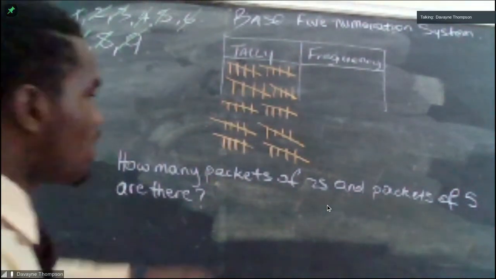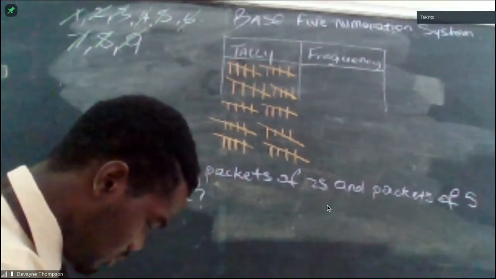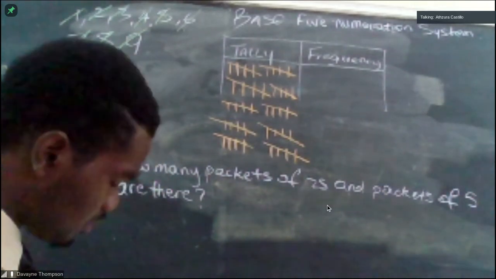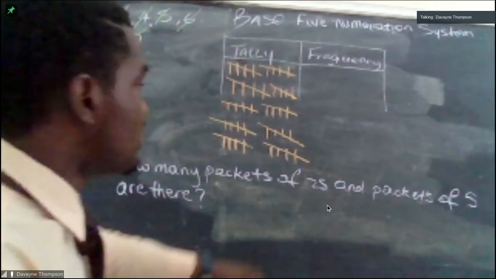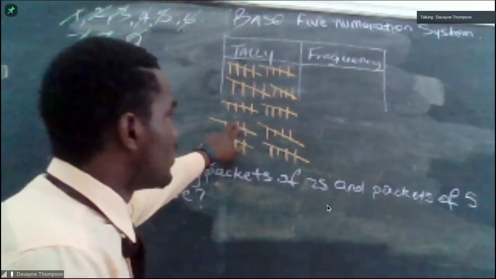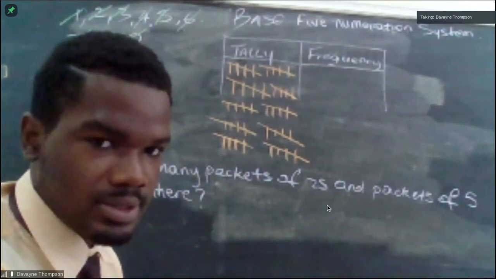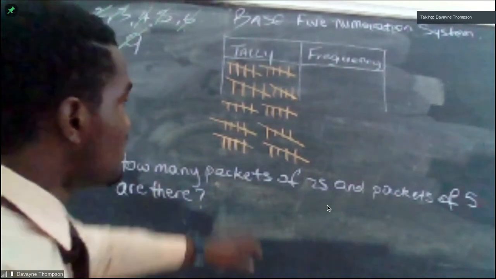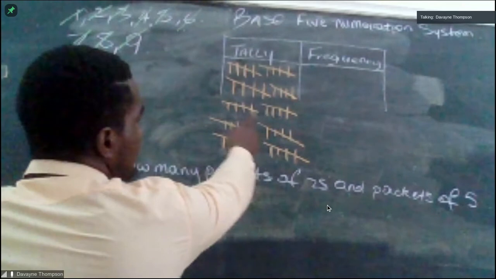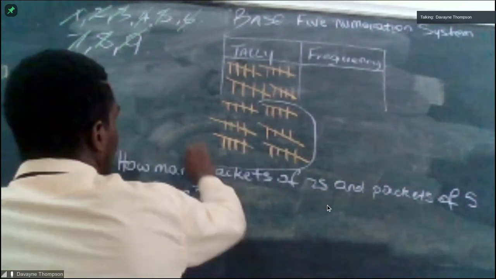What do you mean by packets of 25? Isn't that just a group of 25? So it would be 25 tallies in groups of 5. Right. So if one tally is 5, then 1, 2, 3, 4, 5 is going to be one packet of 25. Does that make sense? Okay. Yeah. So let's look at it. 5, 10, 15, 20, 25. This is one packet of 25.